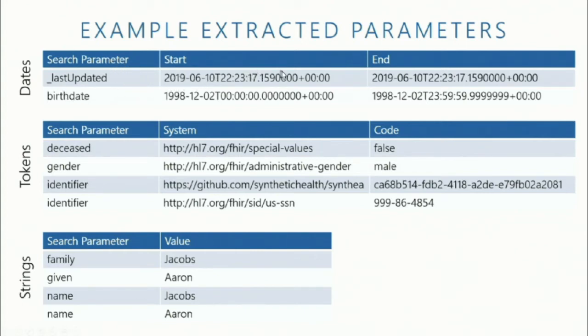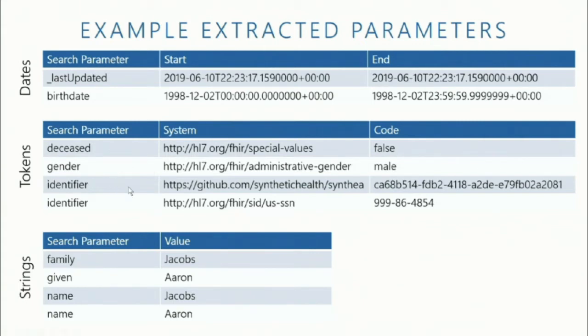Whereas the last updated time is more precise. Then you have token search parameters. So these are sort of coded values. They can be medical codes, or in this case, things like whether the person is deceased, their gender, in this case male, and then their identifiers are stored, or they are extracted as token search parameters.